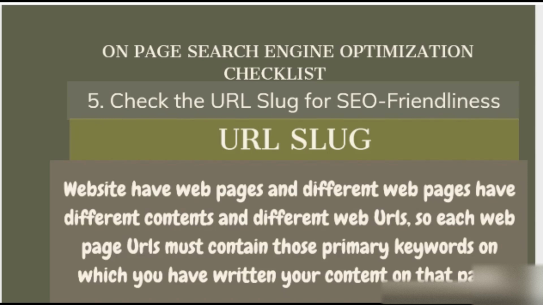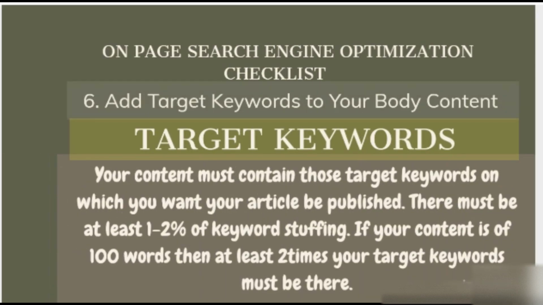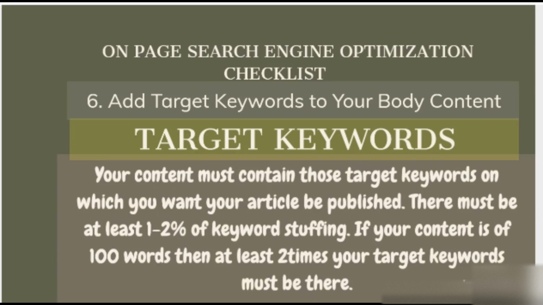Next in the list is target keywords. Your content must contain those target keywords on which you want your article to be published. There must be at least 1 to 2% keyword density. If your content is 100 words, then your target keywords must appear at least 2 times.